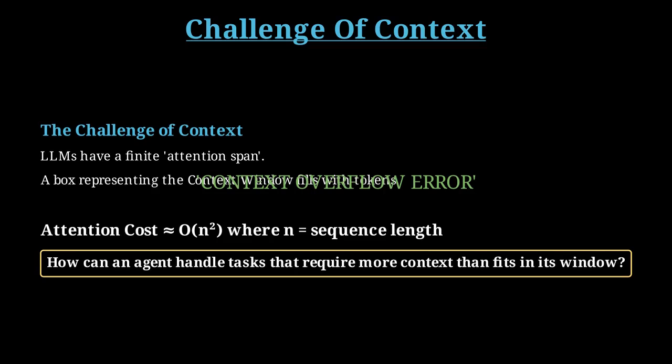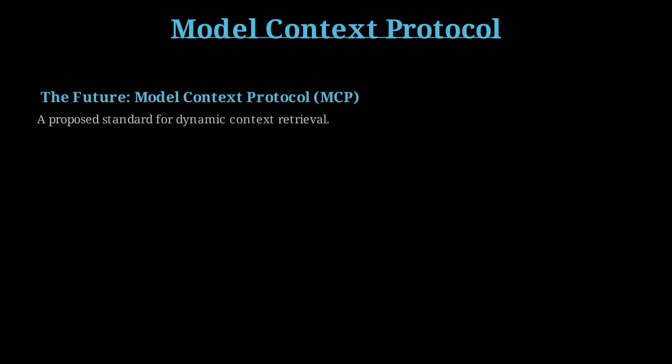The current solution is retrieval augmented generation, which we discussed with memory, but this is a reactive process. The application decides what to stuff into the context. What if the model itself could realize it's missing information and proactively ask for it? This leads to an emerging idea called the Model Context Protocol, or MCP.